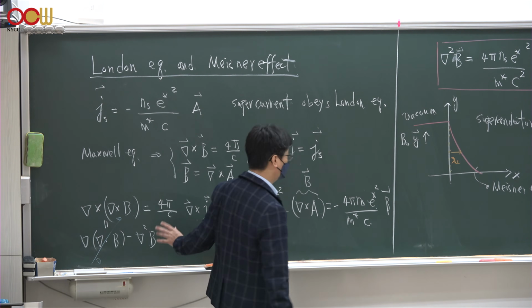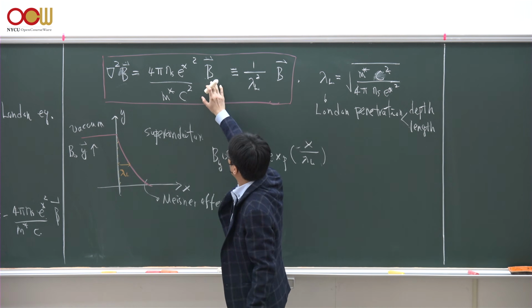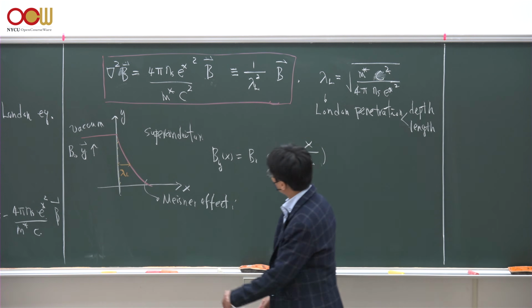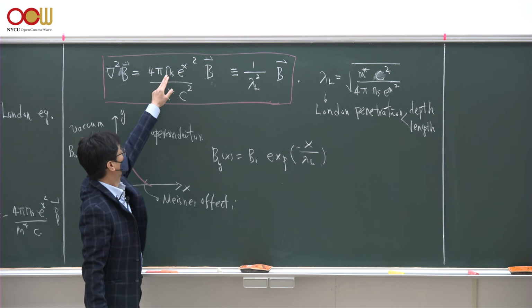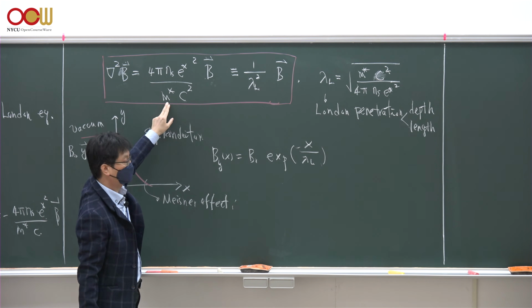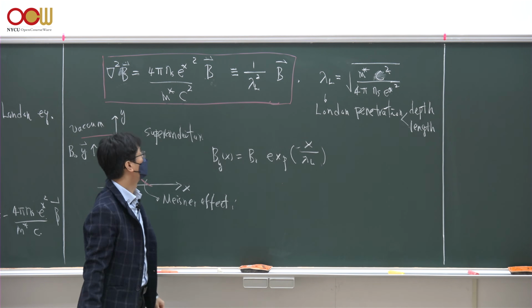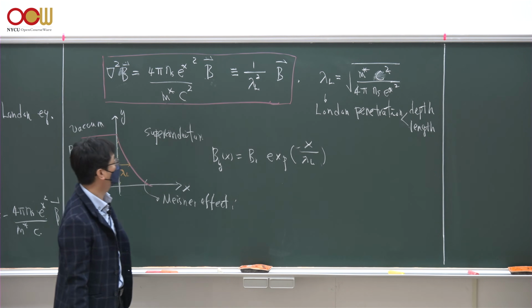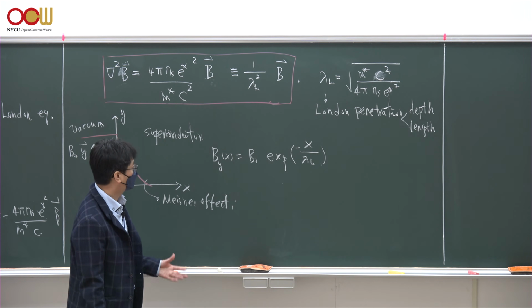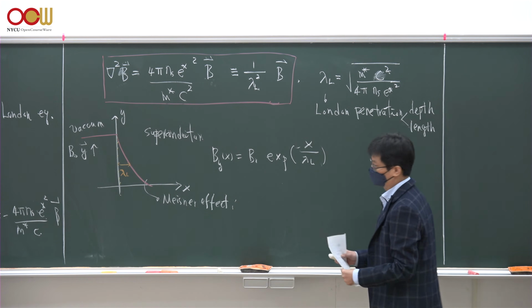So you can combine these two sides of the results. You get that the gradient squared of B is given by the B vector times this constant prefactor. This constant prefactor, 4 pi times the so-called superfluid density n_s, effective charge e star squared, over effective mass m star and c squared, altogether is defined as 1 over lambda_L squared, where lambda_L is given by the square root of this quantity. This lambda_L is the so-called London penetration depth or London penetration length, which we will discuss in just a moment.